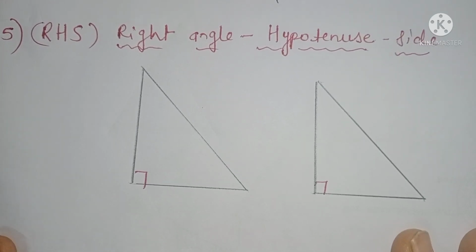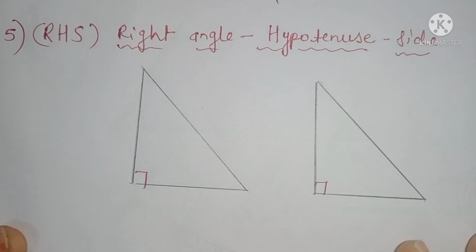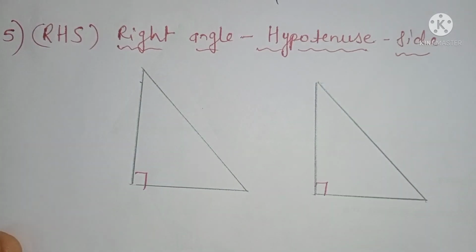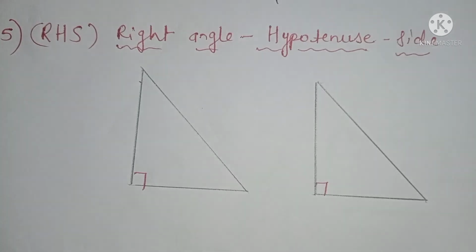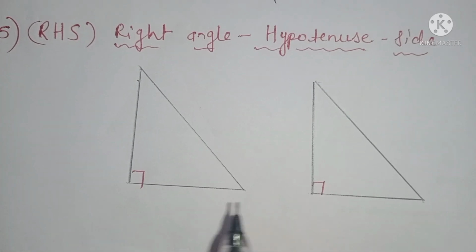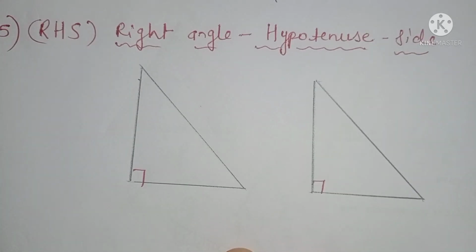Okay, now let's discuss the last criteria, RHS, right angle hypotenuse side. As the name indicates, it will be applicable if and only if the triangles are right angled. Only if it is a right angle triangle should you think about it. If a 90 degree angle is given, only then can you think about this. Otherwise no need to think about it.